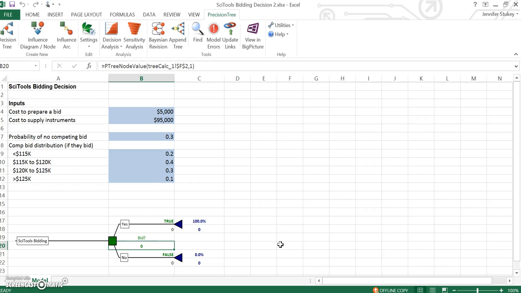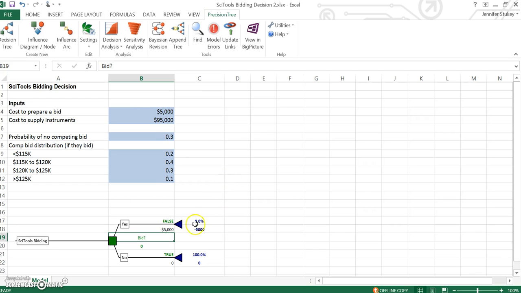Okay. The next thing that we want to do is go ahead and put in the cost of bidding because we put in the cost when it occurs. So if we bid, which is actually up here, I did it reverse from what you have in your book, you're going to put equals, negative, and select cell B4. Okay?